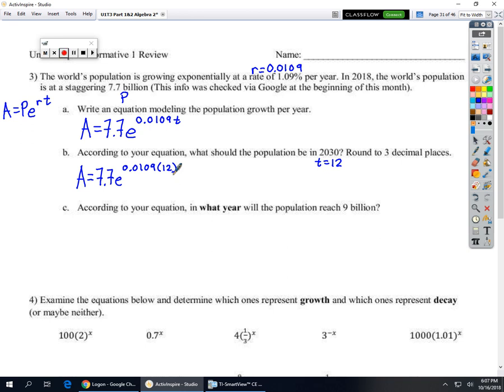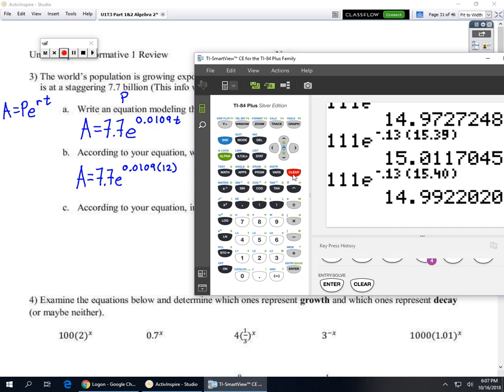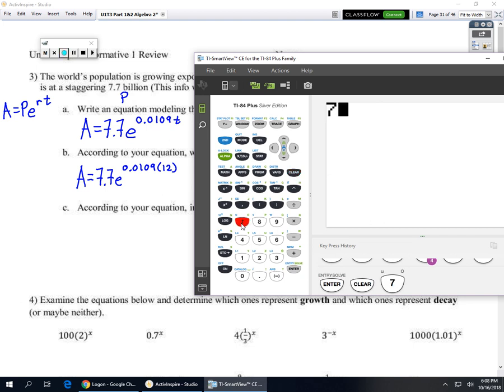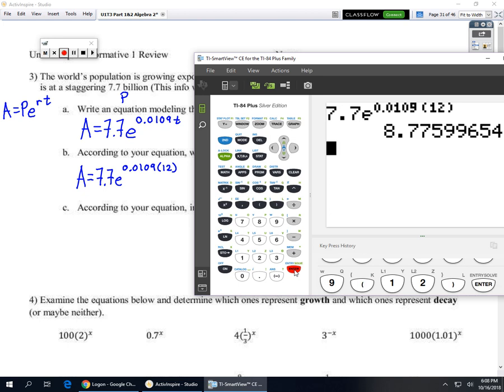So let's just find this value in the calculator. I think if we're careful, we don't actually have to multiply it first. 7.7 e to the 0.0109. So there's a lot of numbers here to mess up with. 0.109. If you put a parentheses 12, you should be safe. That is 8.776 billion. I'm rounding the 5 up to a 6.